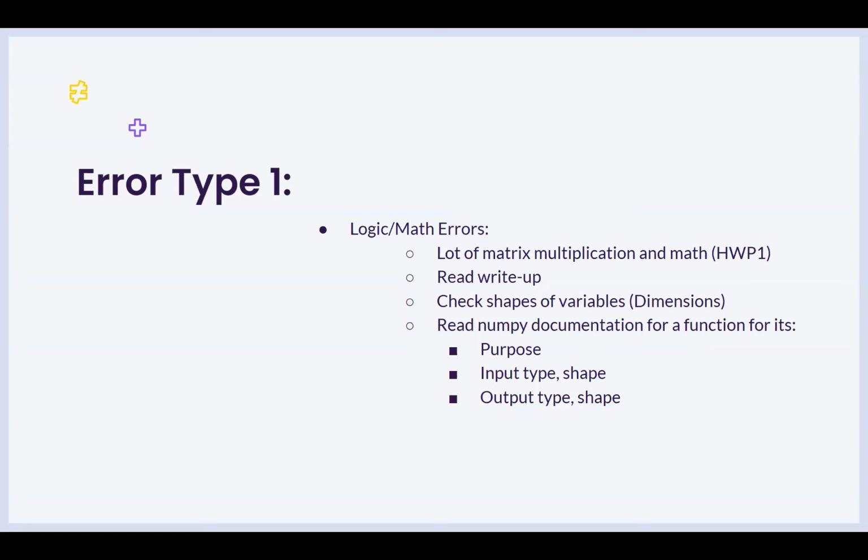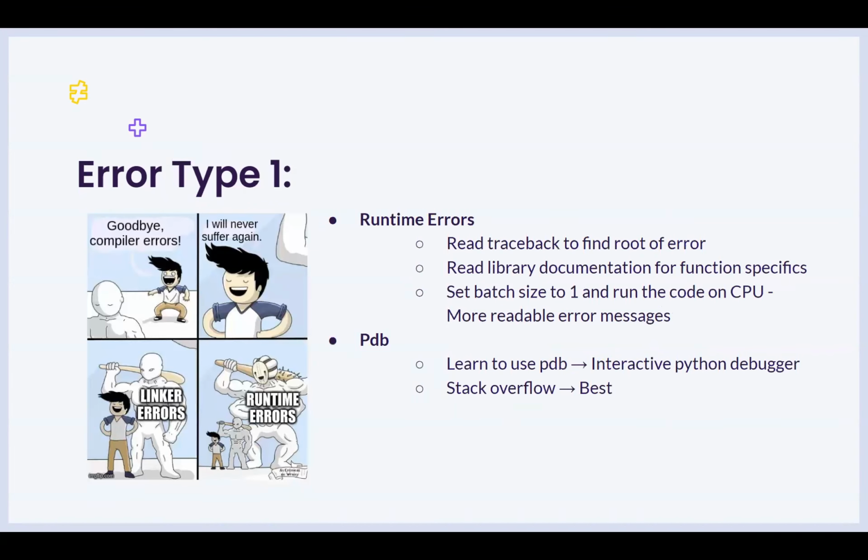Checking the shapes of the variables is important when matrix multiplication errors happen. You print the variable shapes to figure out what dimension might be going wrong, because that is the most common source. Reading the NumPy documentation helped me personally a lot, for its purpose, and for figuring out what input it expects, the type and the shape, as well as the output type and the shape.